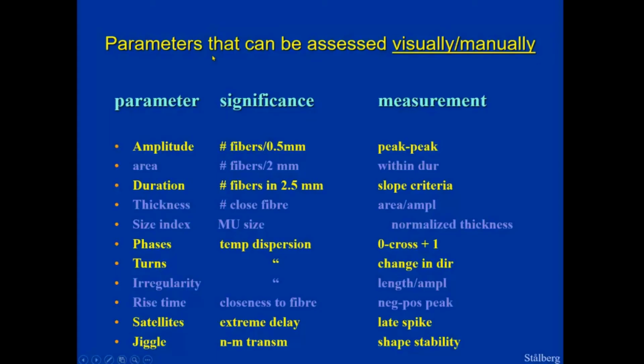So therefore the different parameters tell us different stories, and here are the parameters that we can assess visually or manually, namely amplitude, duration, number of phases, turns, and satellites, and instability. And these parameters tell us about number of fibers close to the tip, total number of fibers within larger area, and temporal dispersion of the signals.